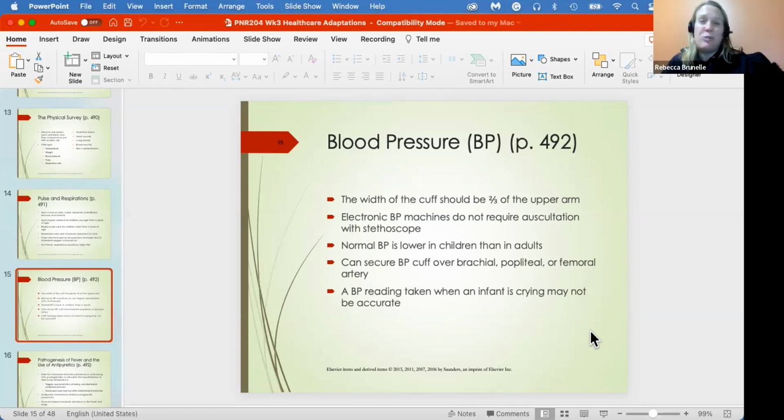So a normal blood pressure for a 6-month-old could be like 80 over 40. Geriatric patients might be a little bit lower, but 80 over 40 would be really low for a geriatric patient, though that would be normal for a baby. Let me write that down. 80 over 40.